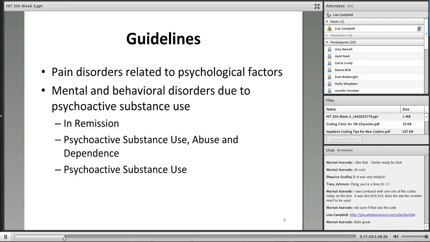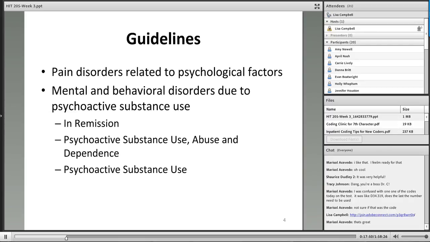Mental and behavioral disorders due to psychoactive substance use. So there are three areas that the guidelines speak to. One is related to the term in remission. And something that is important here is that they are stating that it is the provider's clinical judgment related to if the patient is in remission. And in remission are assigned based on the provider's documentation.